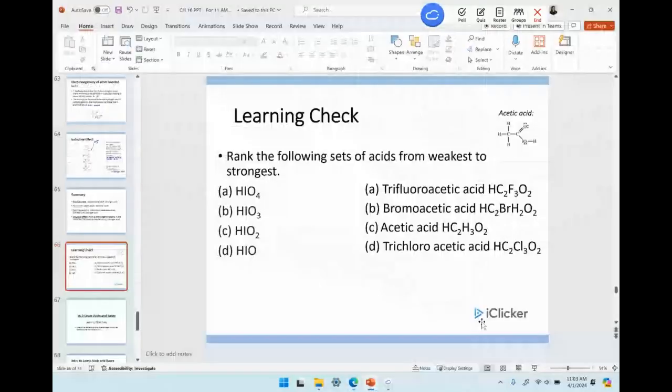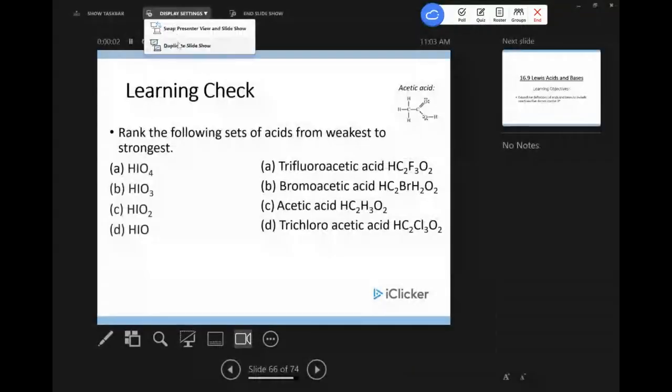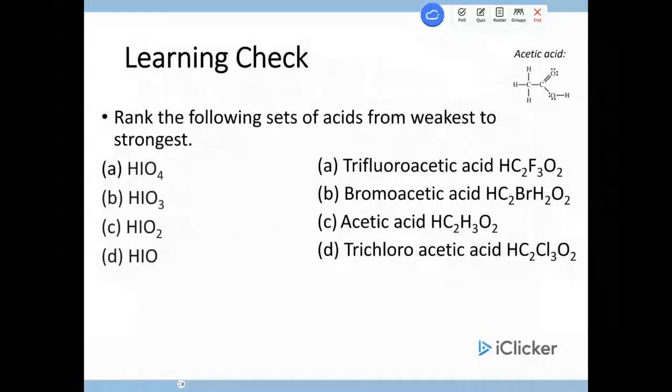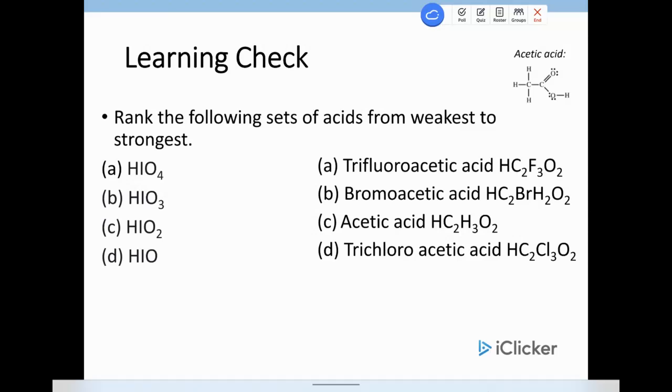Okay, so now looking at this learning check, we had two groups of acids, and we are listing them weakest to strongest. The difference in this first list, A, B, C, D, is the number of oxygens. Oxygens are electronegative atoms, so having more oxygens present in the molecule would result in a stronger acid. This is because of the inductive effect. In both of these lists, the inductive effect will be relevant.